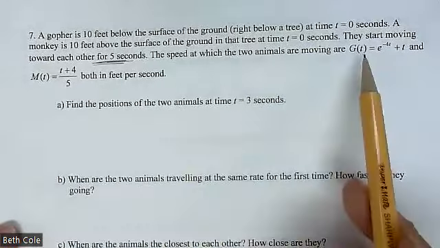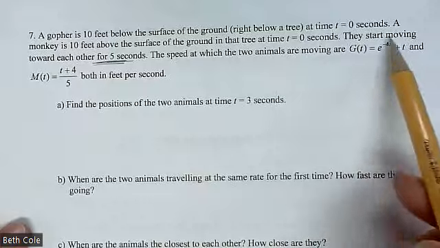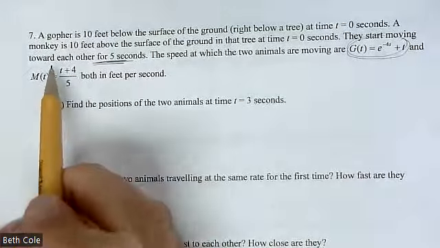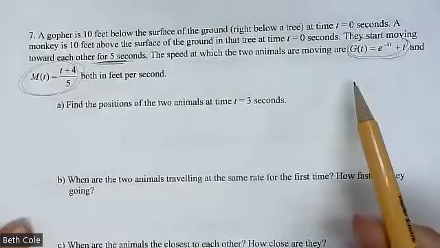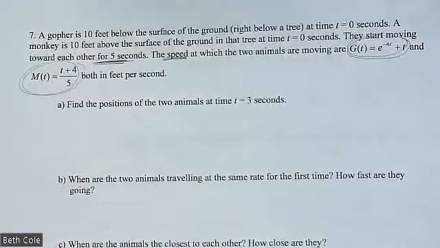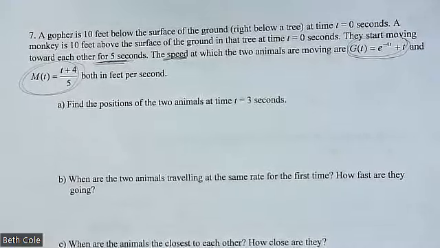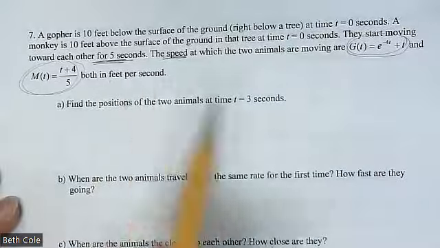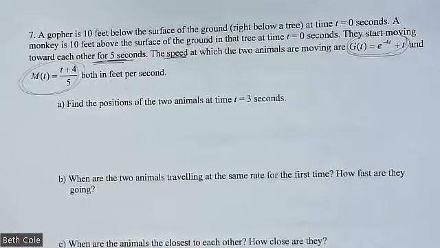Okay. The speed at which they're moving is given by, all right, G of t is the gopher one. So this is for your gopher. And M of t is the monkey. It says that those are their speeds, which means they are what? Rates, which means they are derivatives. Perfect. We're all on board. And they are in feet per second. So that's sort of analyzing the question.